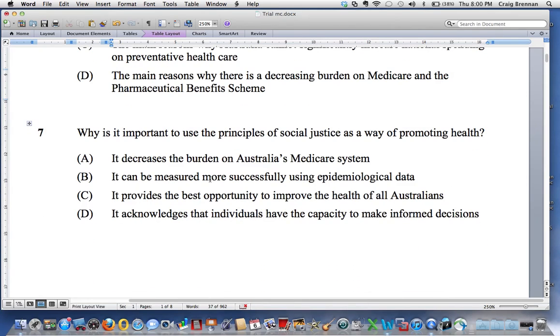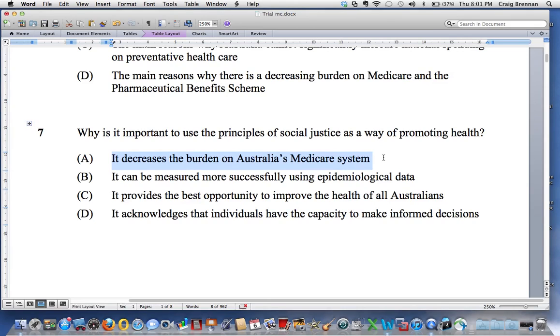7. Why is it important to use the principles of social justice as a way of promoting health? All right, so principles of social justice. It decreases the burden on Australia's Medicare system. It can be measured more successfully using epidemiological data. It provides the best opportunity to improve the health of all Australians. It acknowledges that individuals have the capacity to make informed decisions. So, why is it important to use principles of social justice? Social justice meaning everybody having access, everybody having the chance to be involved.